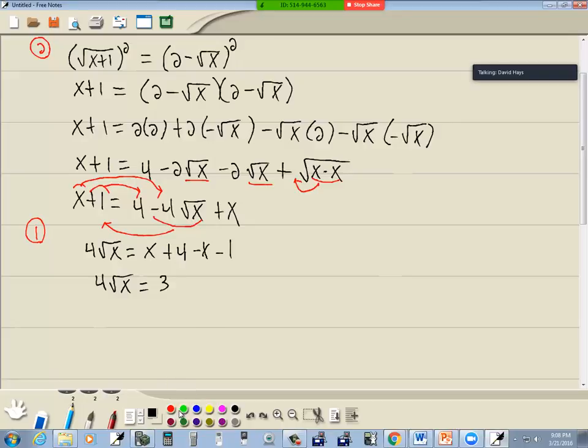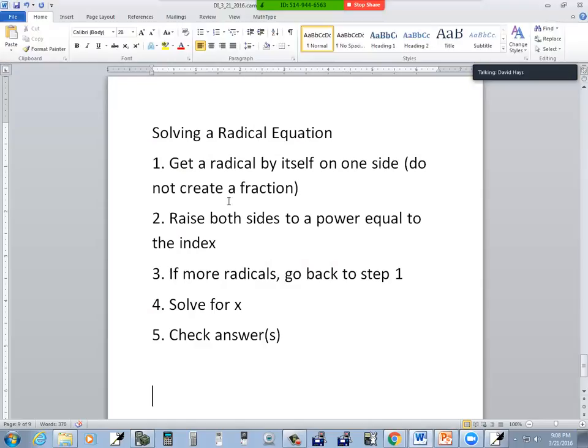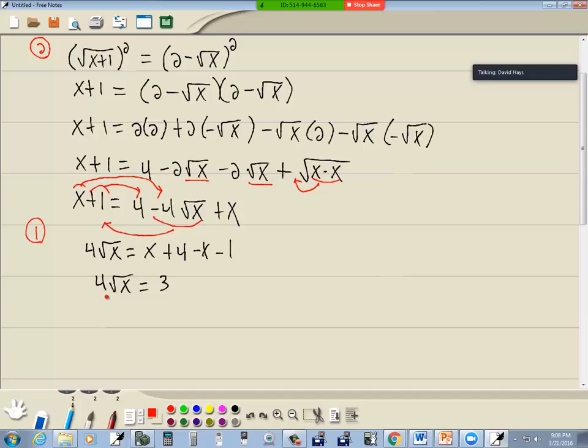Now the radical's not quite by itself, but I say do not create a fraction. To get it by itself, I'd have to divide both sides by 4. And these are hard enough. Don't create a fraction if you don't have to.